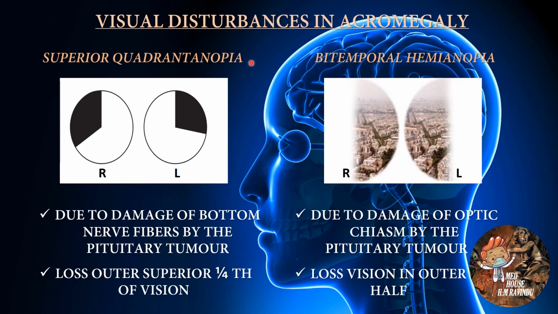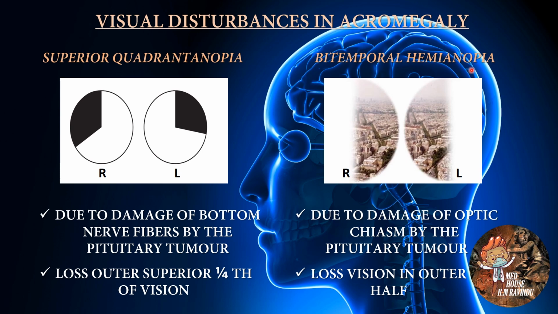Now we are going to talk about visual disturbances in acromegaly. There are two main visual disturbances in acromegaly. One is superior quadrant anopia and the other one is bitemporal hemianopia. Superior quadrant anopia occurs due to damage of bottom nerve fibers by the pituitary tumor. Because of that, patient will lose outer superior 1/4 of vision.